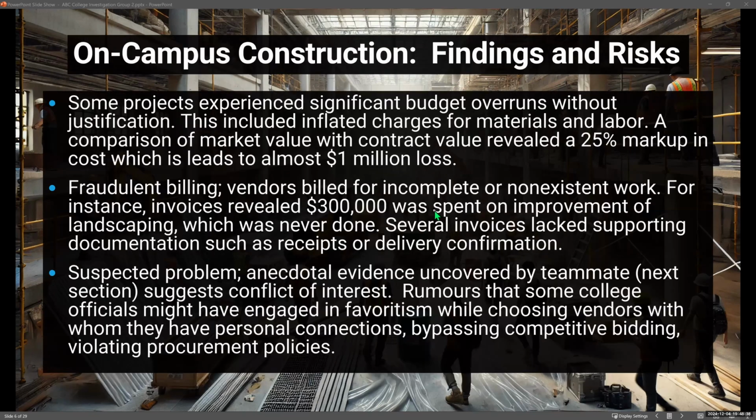So the findings uncovered: some projects experienced significant budget overruns without justification. This included inflated charges for materials and labor. When comparing market value with the contract value, we saw a 25% markup in cost, which leads to actually $1 million of losses for the college.